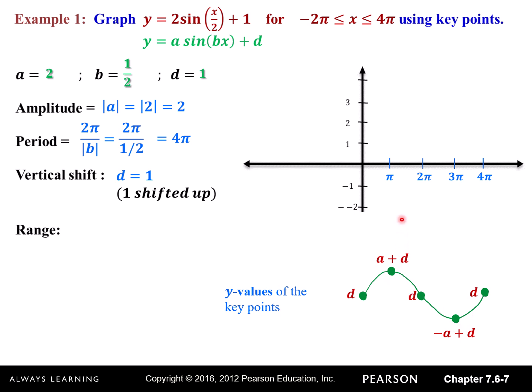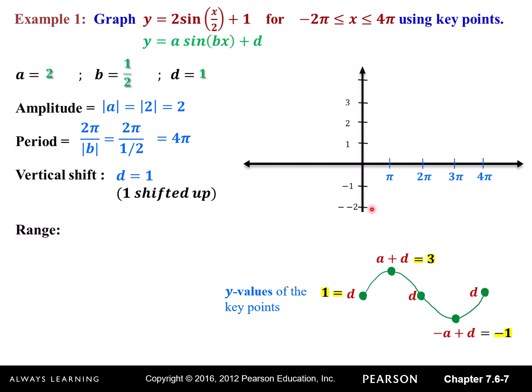If we start solving, we know that d is equal to 1. And then a plus d, if you add a with d, is 2 plus 1, which is equal to 3. And for negative a plus d, negative 2 added by 1, it is equal to negative 1. So you would just follow that d is equal to 1 here.